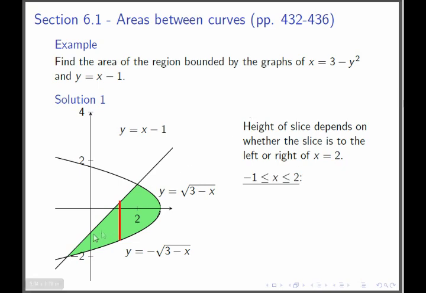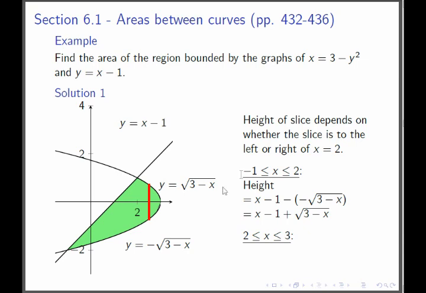Now if x is between -1 and 2 in this range here, then our representative slice can look like this. The top of the slice is bounded by the linear function, and the bottom of the slice is bounded by this bottom half of the parabola. And so the height will be x minus 1, that's the linear piece, minus the bottom, which is minus the square root of 3 minus x. Okay, and we can simplify that to x minus 1 plus the square root of 3 minus x.